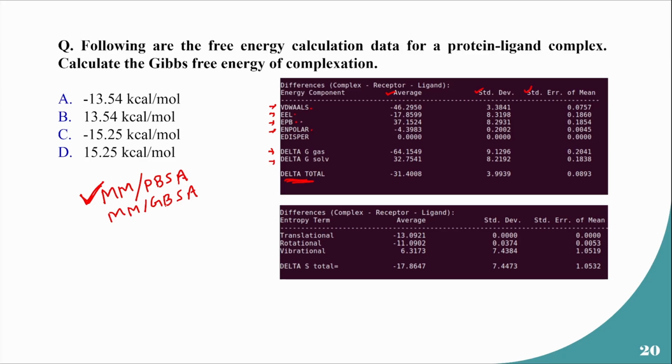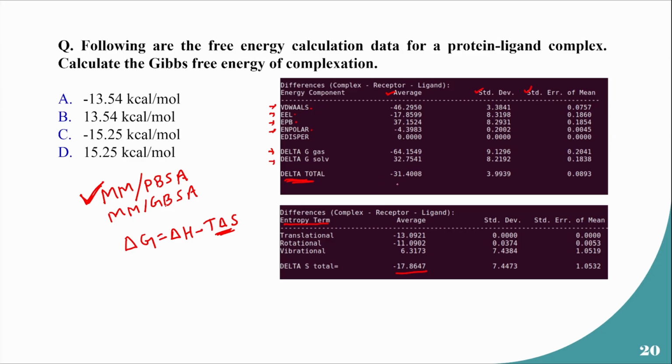Now here, of course, the main things are the van der Waals, electrostatic, polar and non-polar energies, and then the sum, delta total, right? On the bottom block, you will see it mentions the entropy term. If we remember the formula, it was delta G equals delta H minus T delta S, right? So this T delta S is indicated by this entropy term calculation. And here again, the difference, complex minus receptor minus ligand, is being calculated. Here we see the value of minus 17.8647 for the entropy term.